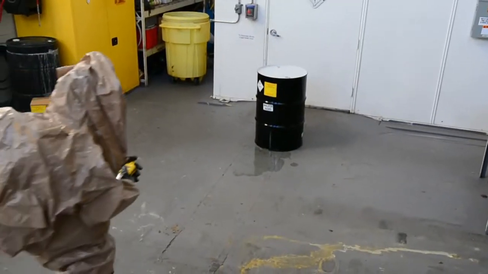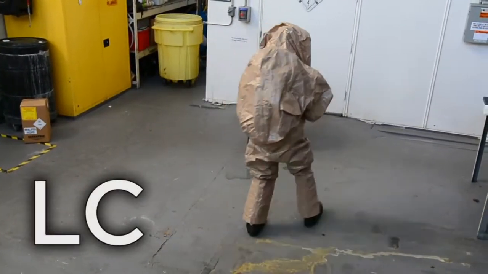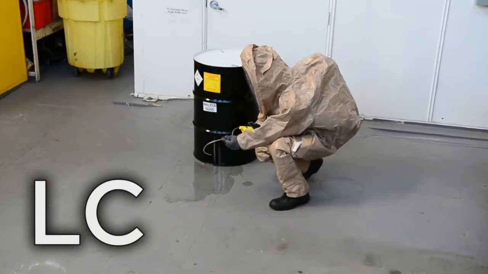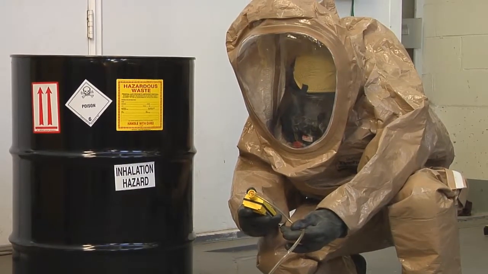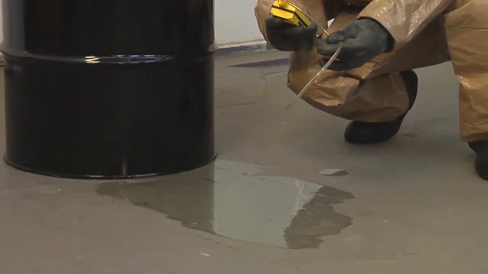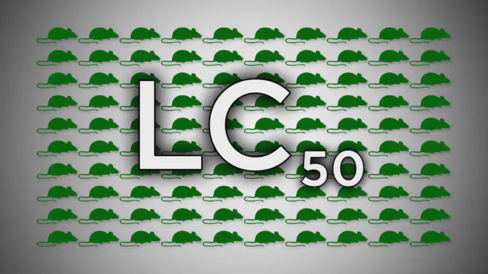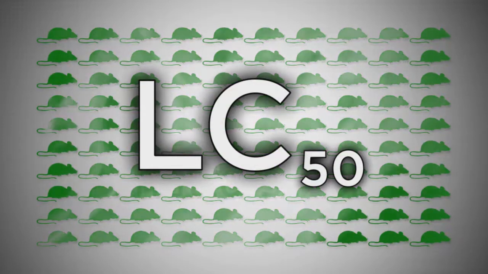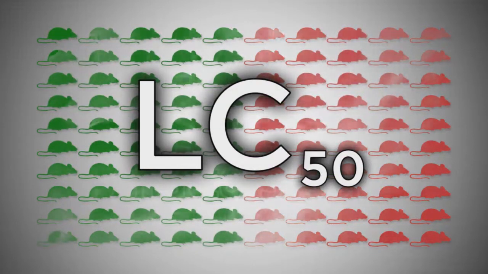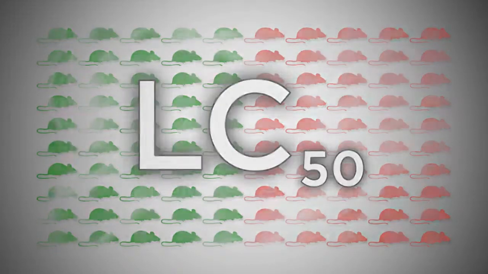Now let's turn to lethal concentration, or LC. The LC measures the toxicity of inhaled poisons. The poisonous material can be dust generated from a solid or vapor from a liquid or gas. The LC50 is expressed in terms of volume and refers to the airborne concentration of a poisonous material that is lethal to 50% of the test animals exposed over a specified period of time.